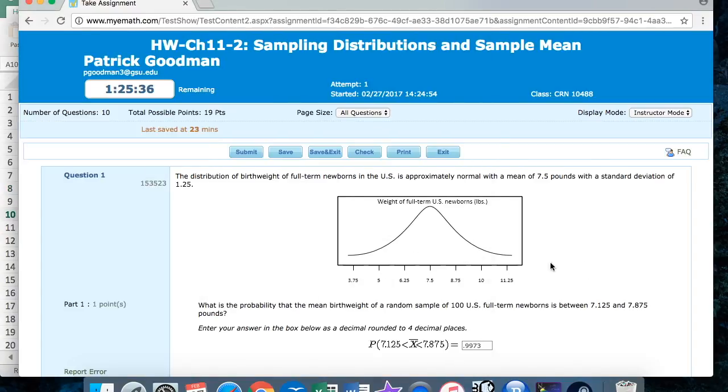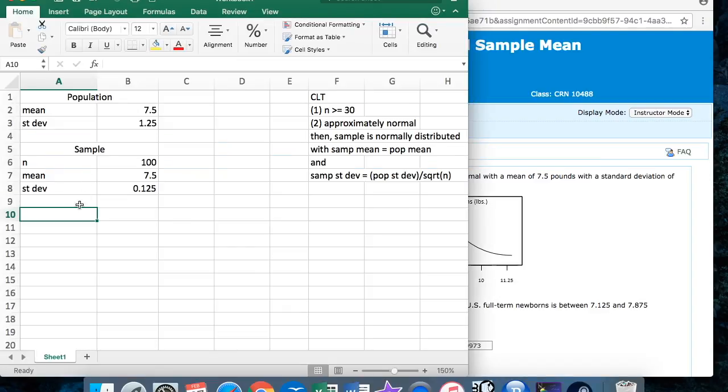So they ask us, what's the probability the birth weight of a random sample of 100 U.S. newborn babies is between 7.125 and 7.875 pounds? So our x1 and our x2, remember these are just dummy variables, I'm going to use for 7.125 and 7.875. So that's just these two values, and we want the probability that's below the two, right?